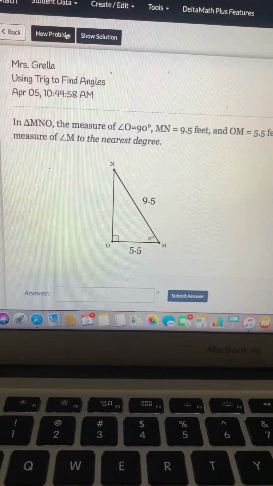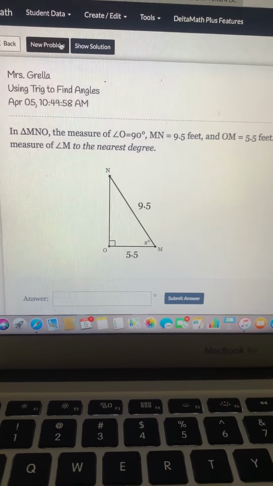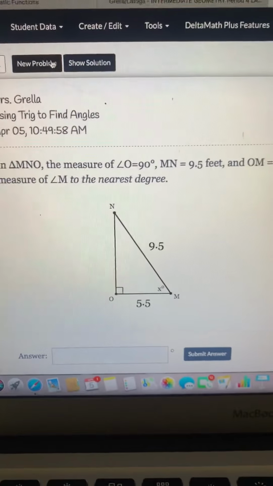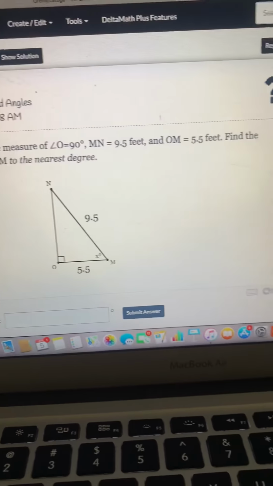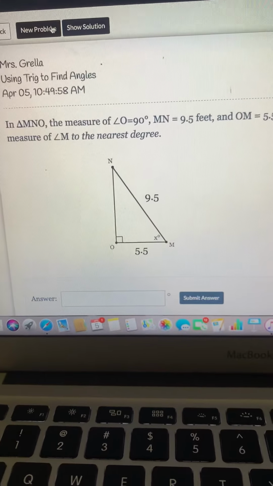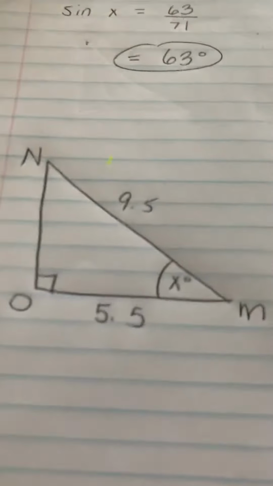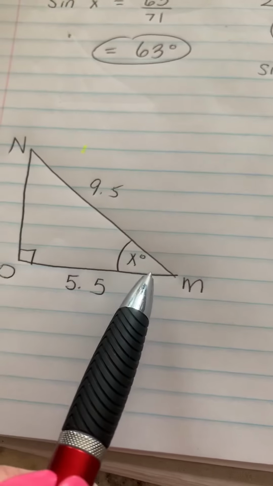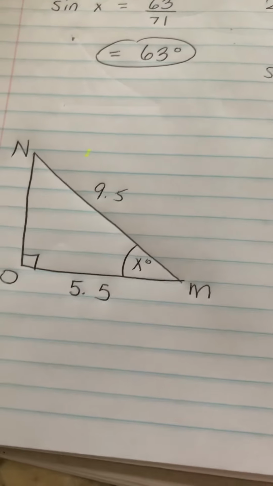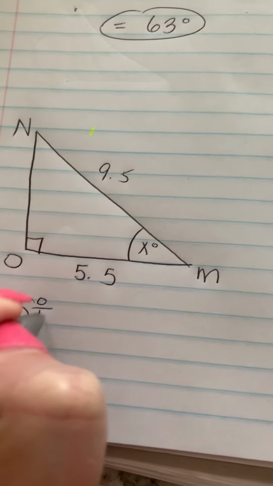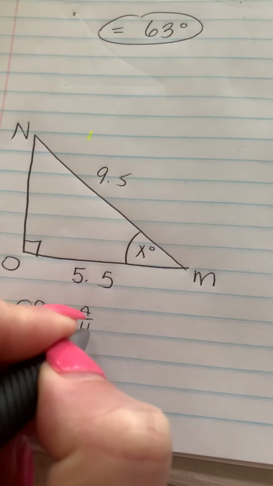We're just going to look at one more example on how to use trig to find a missing angle of a right triangle given two sides. I've recreated the diagram on my paper. We want to find the measure of angle M to the nearest degree. There's angle M. I don't know its value, so it's going to be x degrees. So I have to use my sine, cosine, or tangent, one of those functions, to help me.